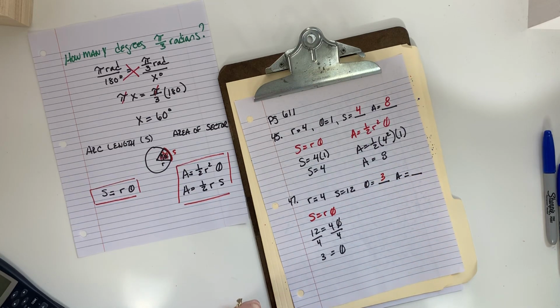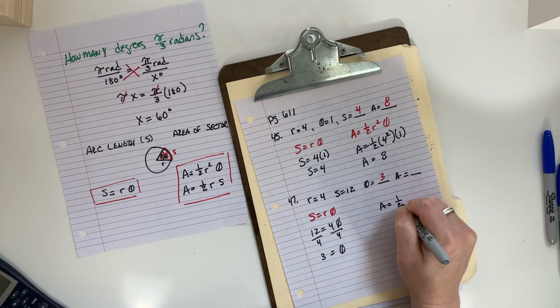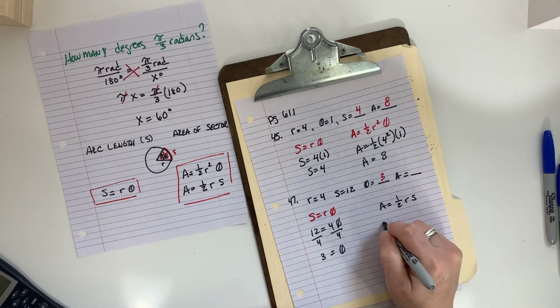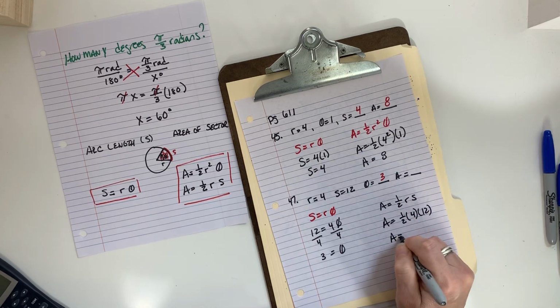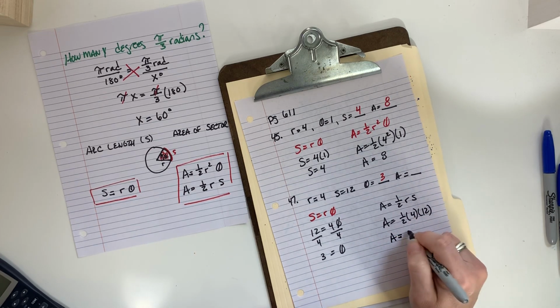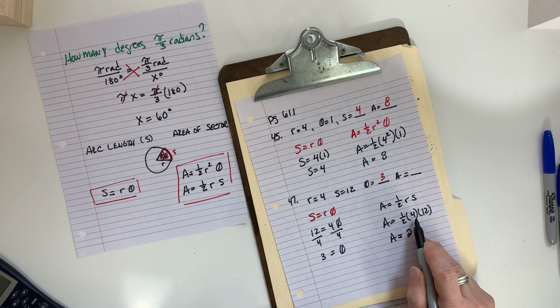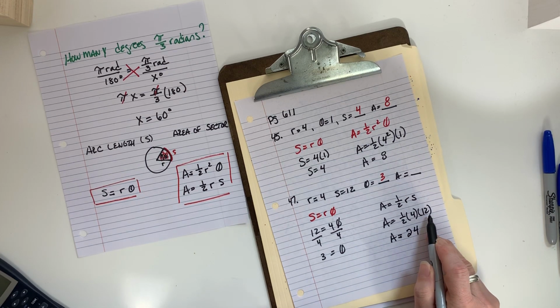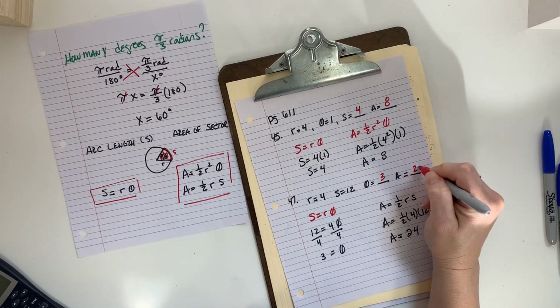All right, now let's take a look, and we need to find out what A is. So we say that A is equal to 1/2 rS. So A is equal to 1/2 r, which is 4, S, which is 12, and we get that our area is equal to 24. 1/2 of 4 is 2. 2 times 12 is 24. Our area is equal to 24.